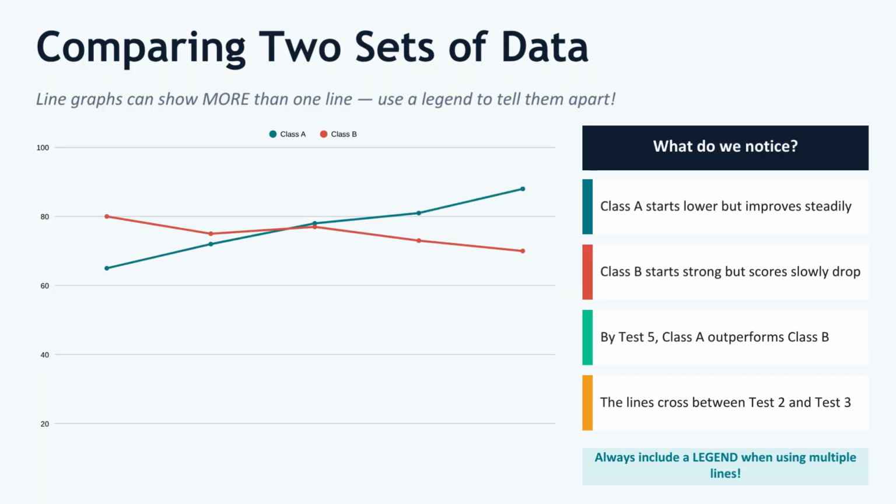Line graphs can also show more than one set of data at the same time. This graph compares the test scores of 2 classes across 5 tests throughout the semester. Class A is shown in teal, and Class B is shown in coral. When you use more than one line, you must always include a legend so the reader knows which line represents which data set. Looking at the graph, we can see that Class A started lower, but improved steadily over time. Class B started strong, but gradually declined. By Test 5, Class A was outperforming Class B. The 2 lines crossed somewhere between Test 2 and Test 3. Always include a legend when using multiple lines.